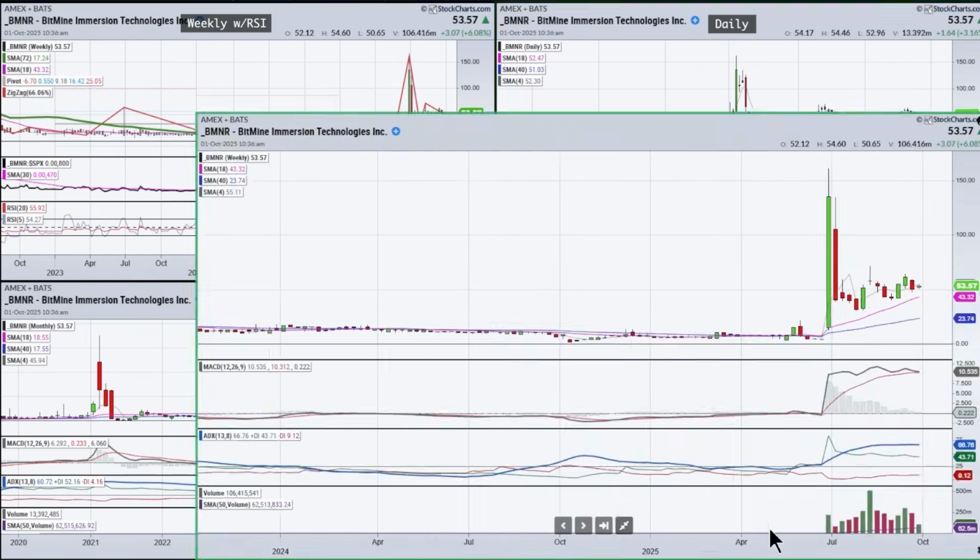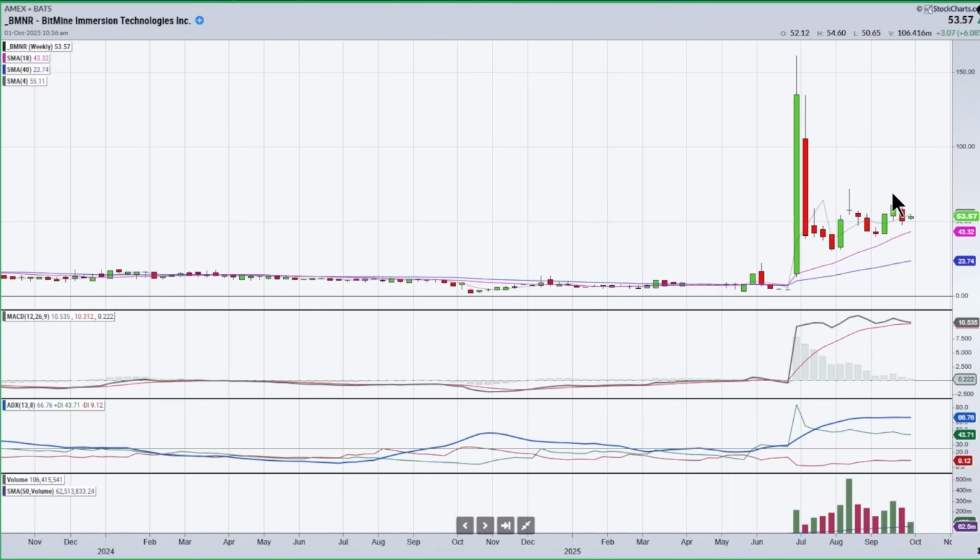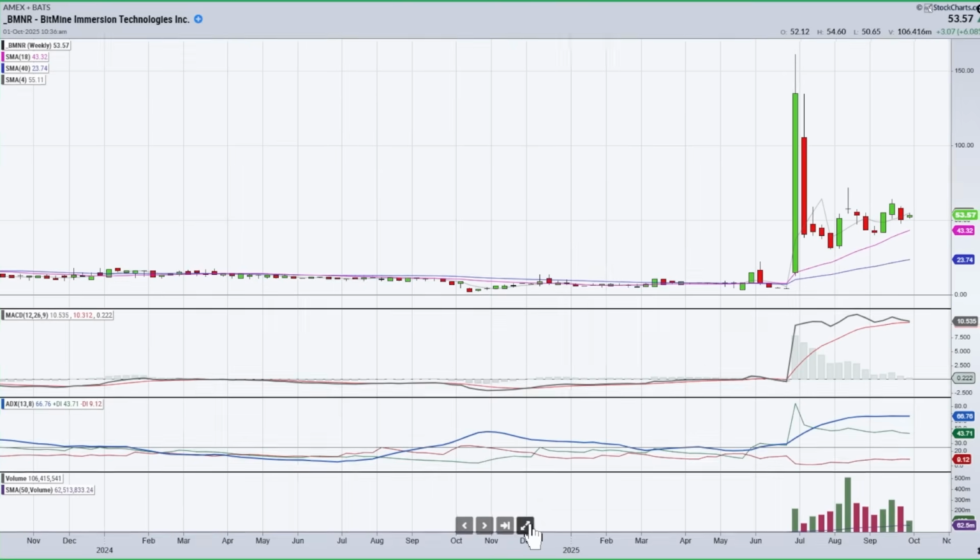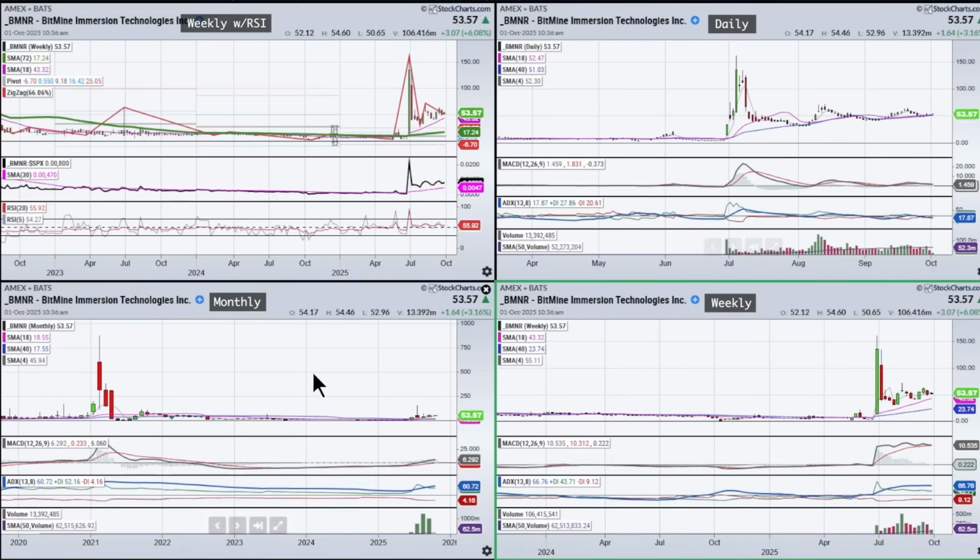The other way you could look at it is just kind of sit back and look for this to take out this prior peak up here, right around the 64 area, something like that. And I think if we could do that, then I bet it gets going to the upside. So a couple different ways to look at it.